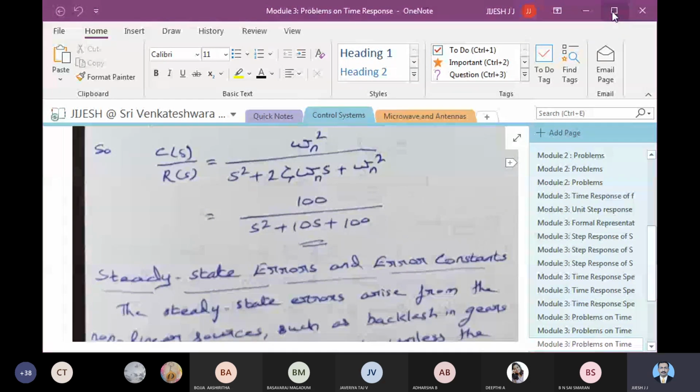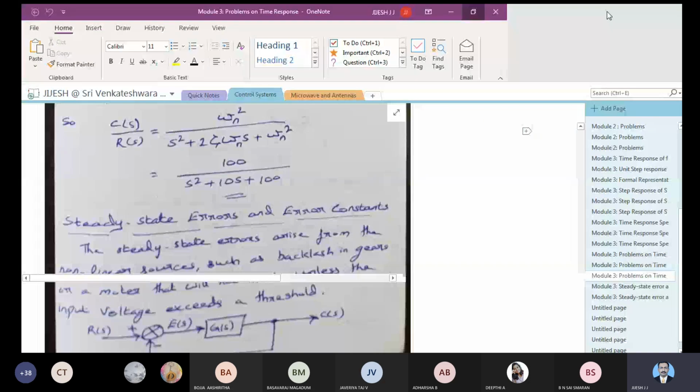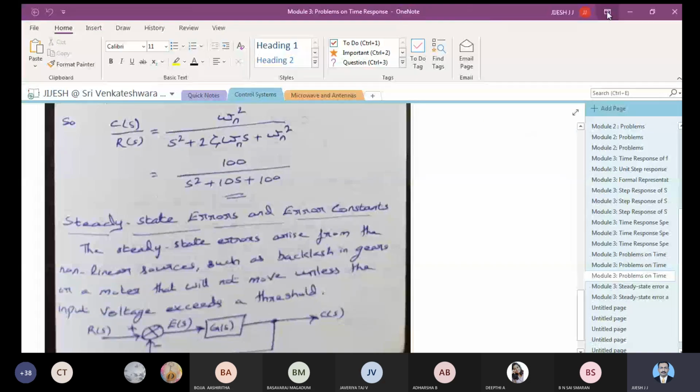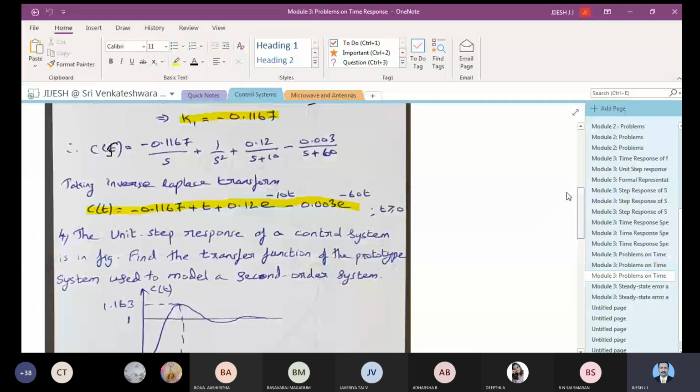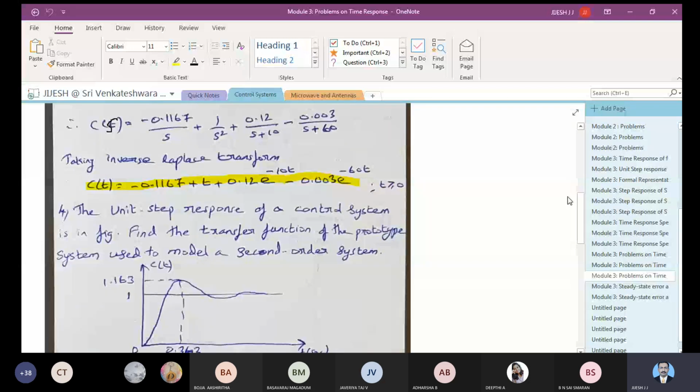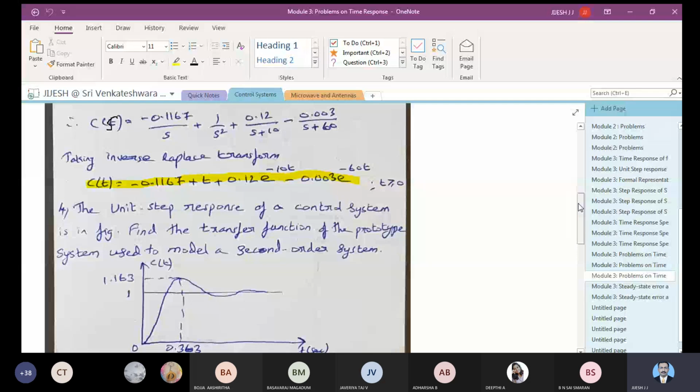So all of you got C of t is equal to 0.1167 plus t plus 0.12 e to the power of minus 10t minus 0.03 e to the power of minus 60t. Once you complete it, you can note down this problem. The unit step response of a control system is in the figure. Find the transfer function for the prototype system using the model of second order.